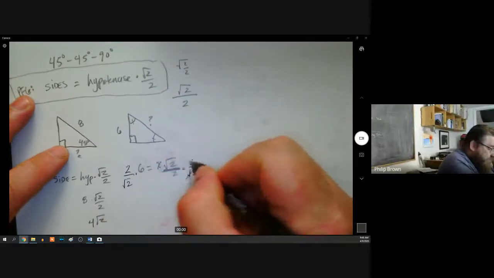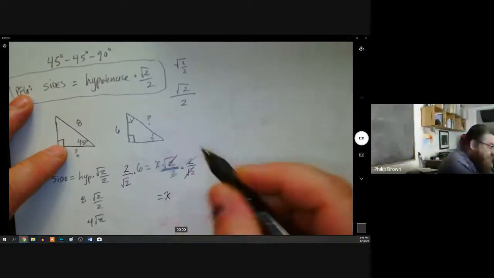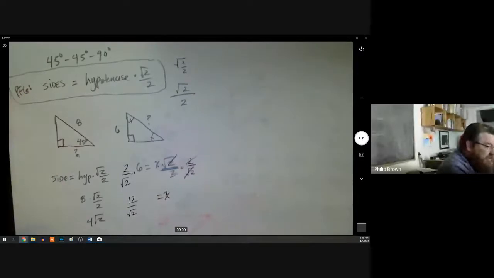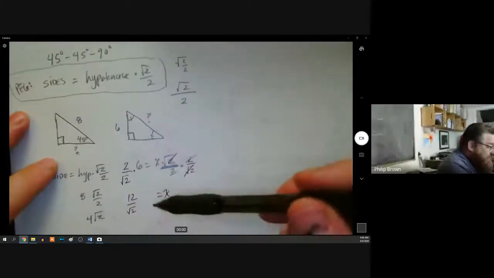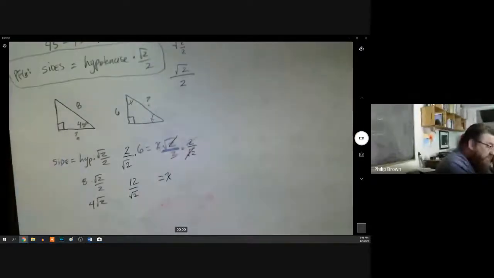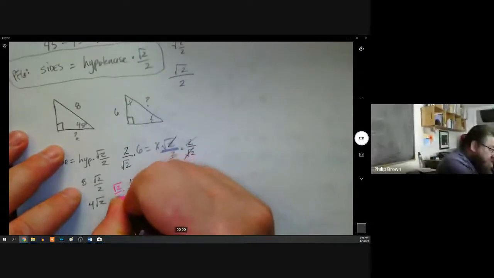And so the square root of 2 reduces with the square root of 2. X equals 12 over the square root of 2. But there's a thing with fractions. We want the denominator to be a rational number. The square root of 2 is irrational. So we have to do the thing called rationalize the denominator, where we multiply by this.